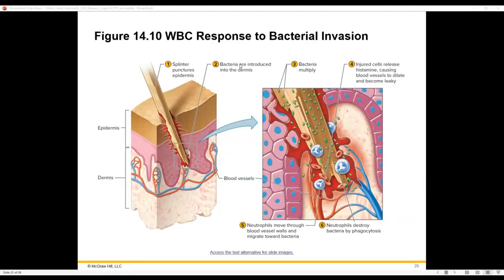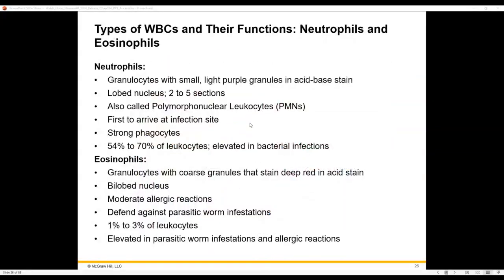And this shows you what might happen if, say, a splinter went into your skin and some bacteria were introduced. Now, as you can see, the injured cells release histamine, which causes blood vessels to dilate, they become leaky, and the neutrophils destroy the bacteria by phagocytosis. Of course, neutrophils move through the blood vessel walls, migrate toward the bacteria, and then the neutrophils destroy the bacteria by phagocytosis. I wasn't following the numbering, I apologize.